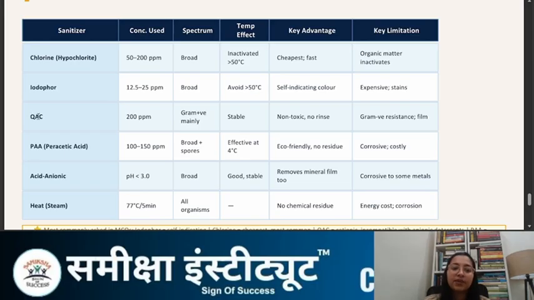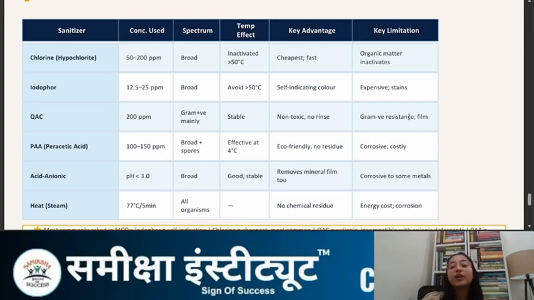Then quaternary ammonium compounds at 200 ppm concentration. It is mostly active against gram-positive bacteria. It is very stable at different temperatures. It is non-toxic. It gets easily rinsed off. Then it is resistant against gram-negative bacteria.